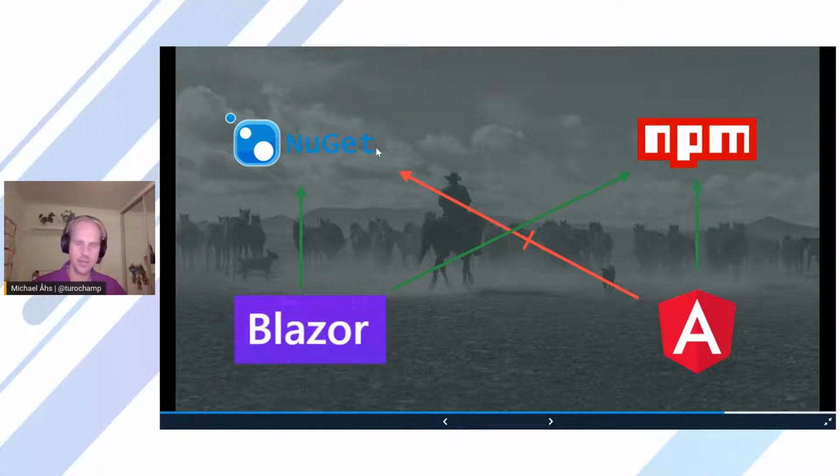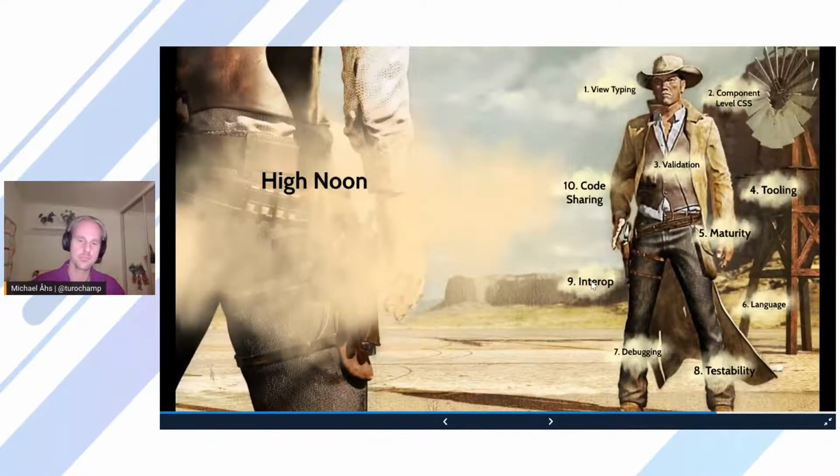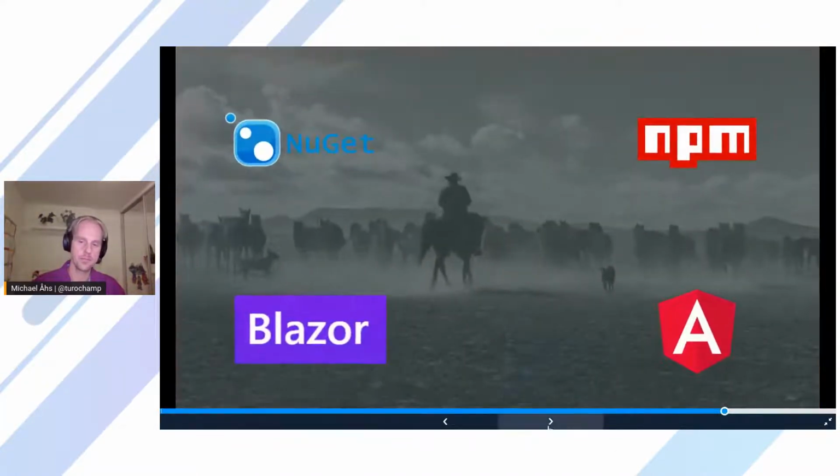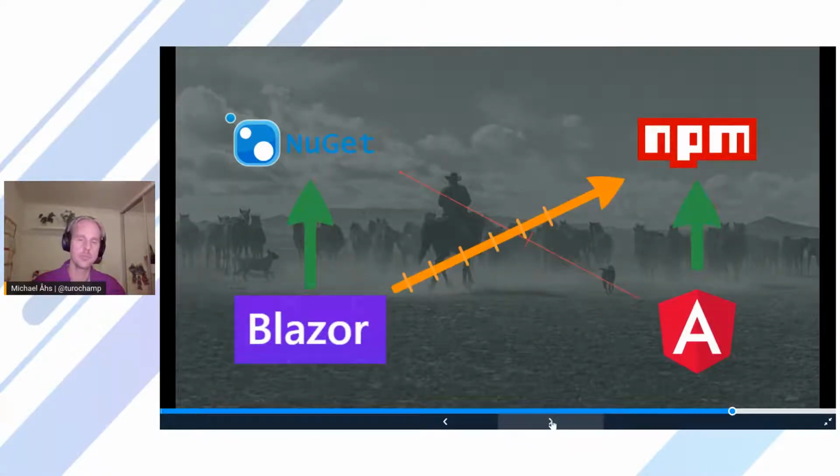So this looks like a Blazor win, but actually it's not like that, because in actuality, it's like this. There's no reason for an Angular developer to start using things in NuGet. Everything you could possibly need is in npm.